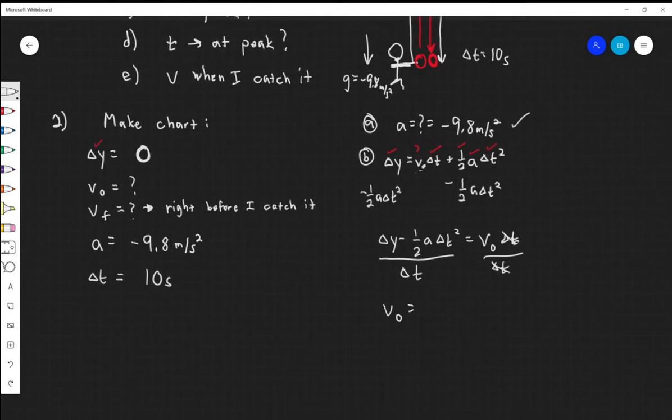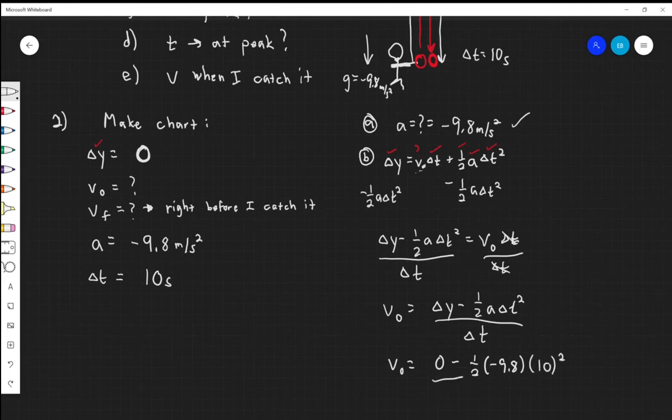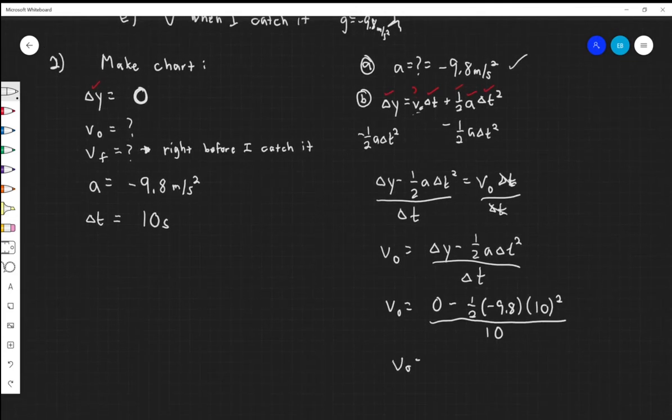My V naught is equal to the change in y minus 1/2 a times change in t squared, all divided by change in t. You can plug in all your numbers here. Change in y is equal to 0 minus 1/2 times a, which is negative 9.8, times change in t, 10 squared, all divided by the change in time, which is also 10. V naught, when you plug in all of these numbers, you'll find is equal to 49 meters per second. So there we found our initial velocity.